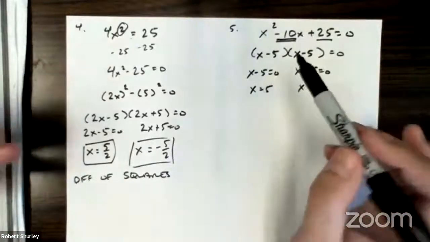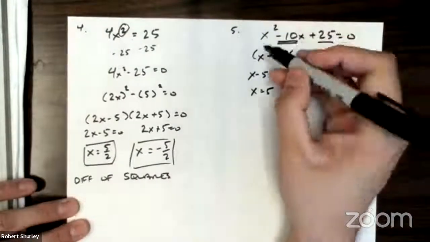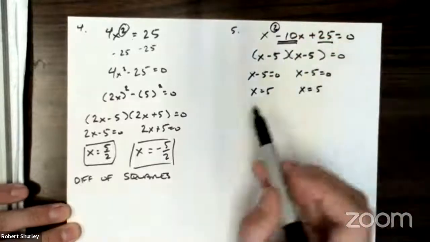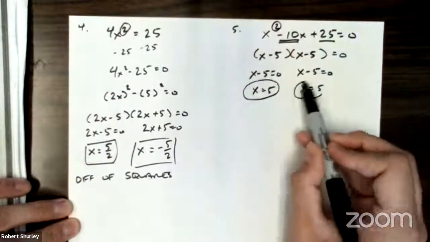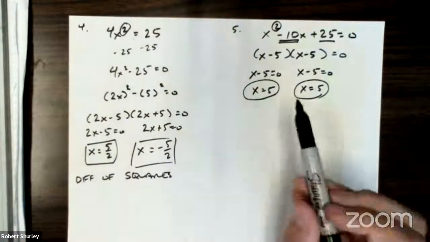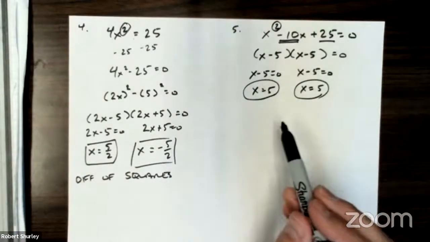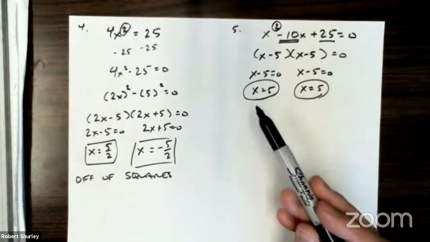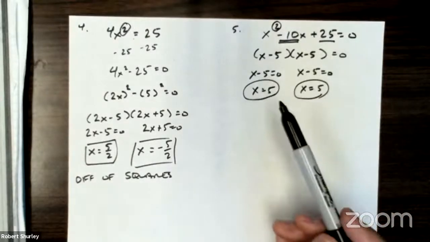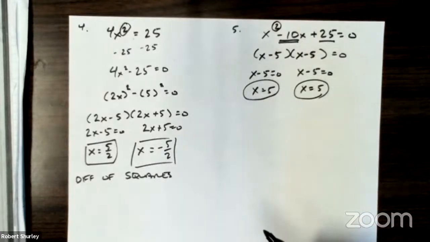Now, I know what you're thinking. You said, Mr. Shirley, you said if we have a second-degree polynomial, we'd have two solutions. Well, this means we have two repeated solutions. It actually has some neat things that happen on a graph when this happens. We're going to get to graphing these in a few sections, and we'll see something neat that happens when we have repeating solutions.